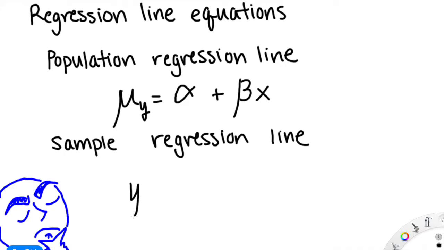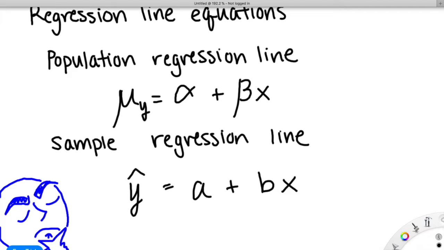The sample regression line has the following equation: y hat equals a plus bx. The sample data can then be used to help estimate the parameters. b can estimate beta, a can estimate alpha, and s can estimate sigma. Now let's go over the conditions for regression inference. They follow the acronym LINER.